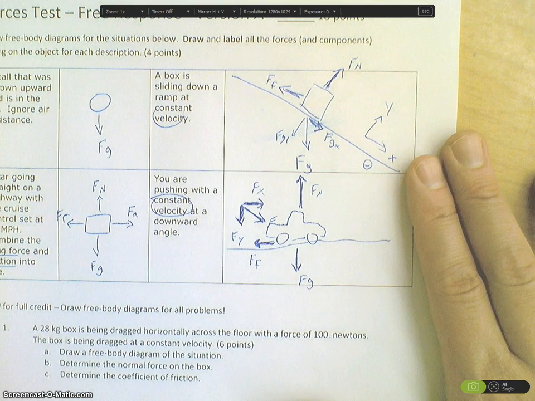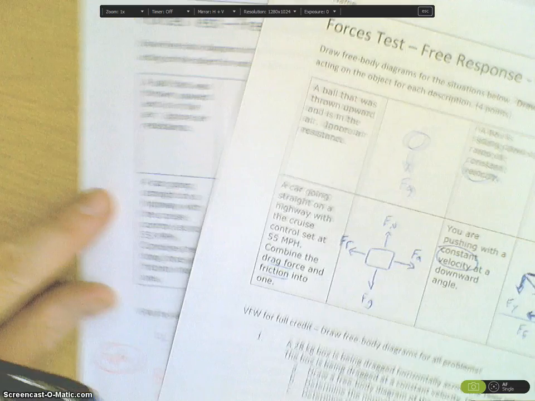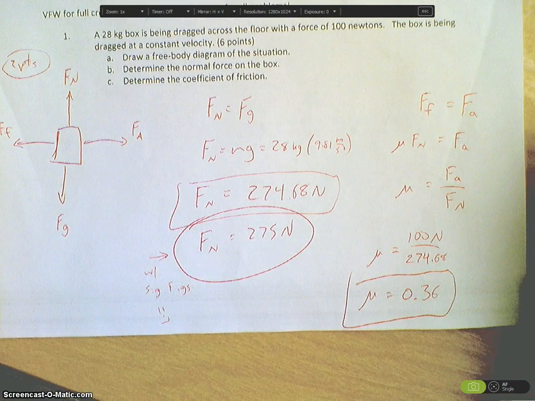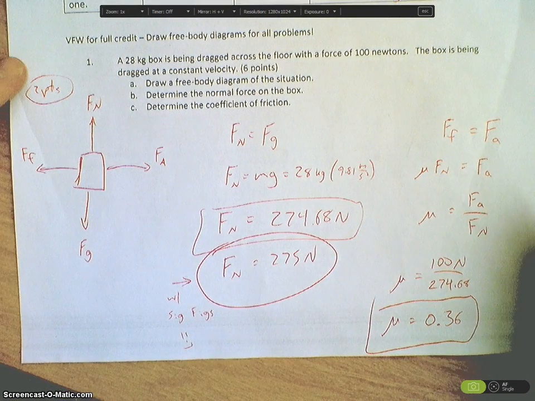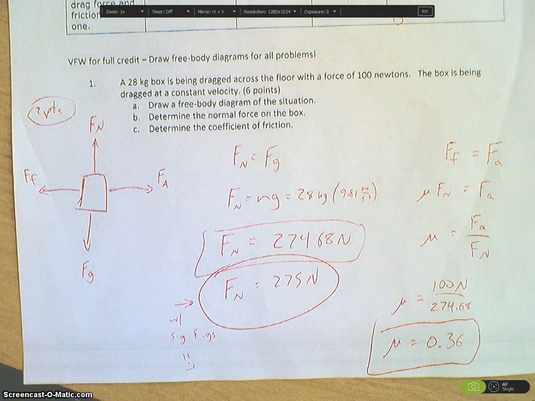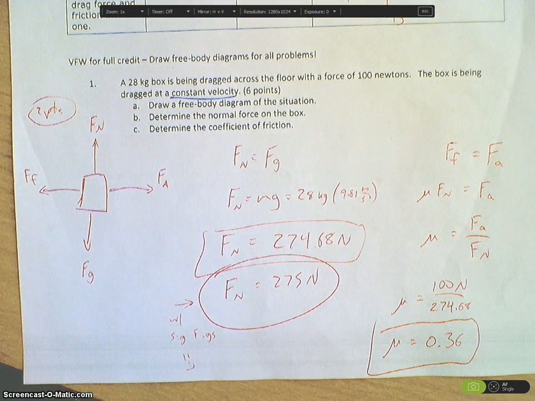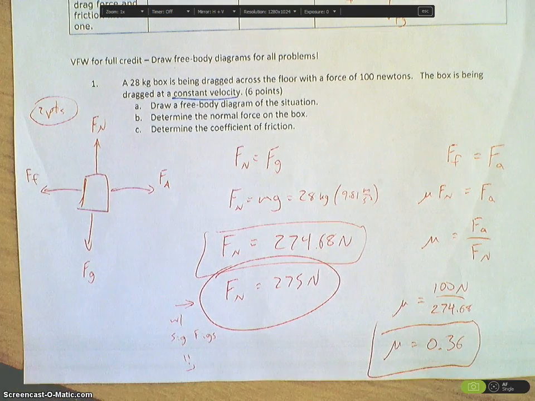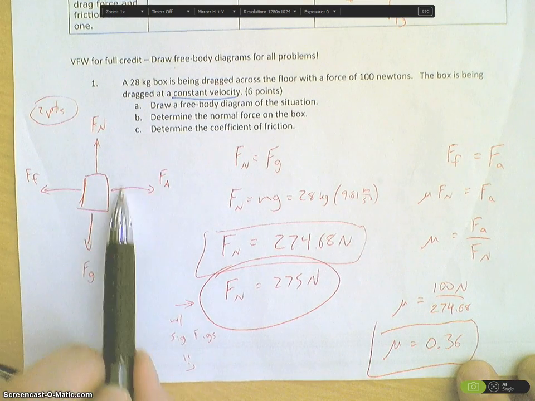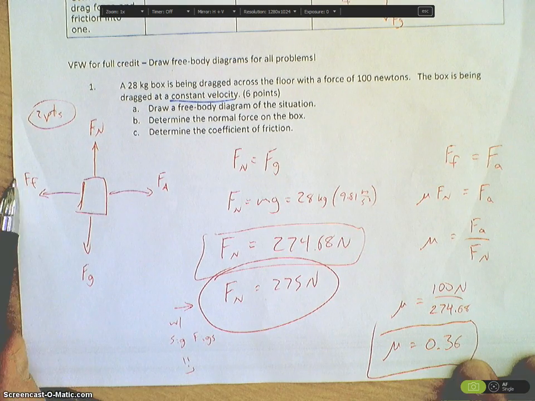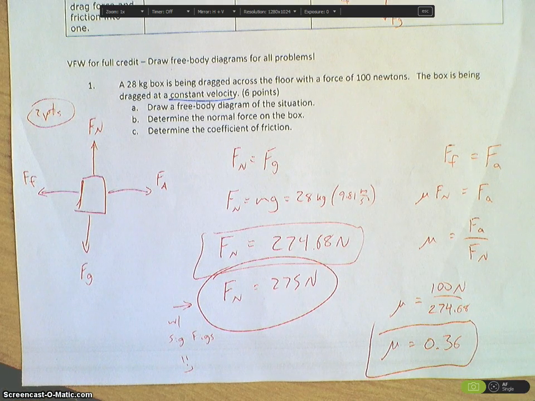So that's what it looks like. Okay. For the other problems, 28 kilogram box being dragged horizontally. There's your solution. Constant velocity tells us that all the forces must be balanced. So the force of gravity is equal to the normal force. The force of the person dragging it, or the applied force, must be equal to the force of friction.